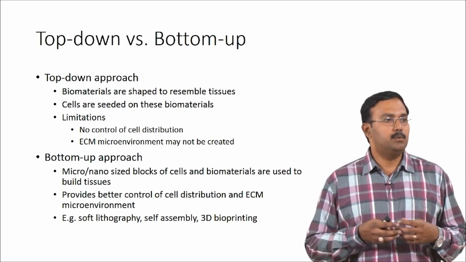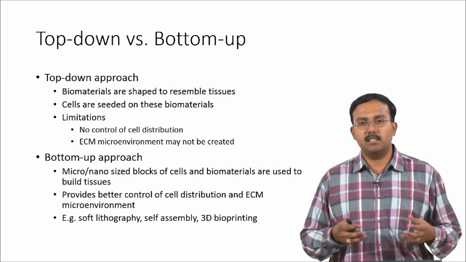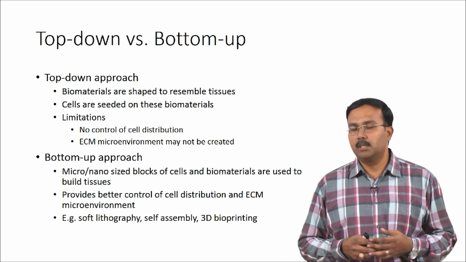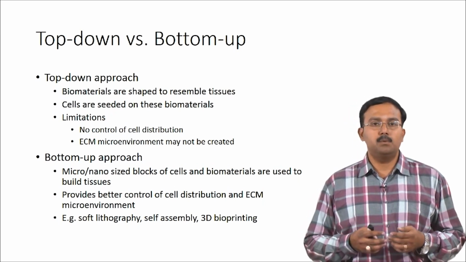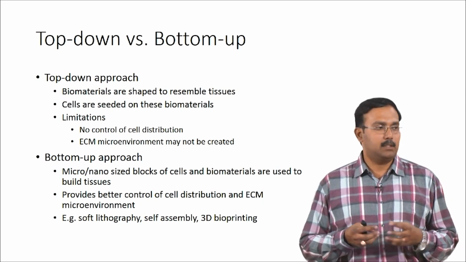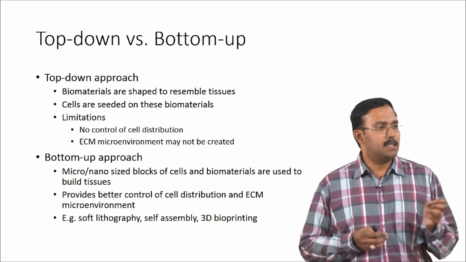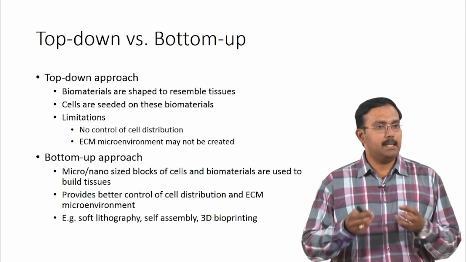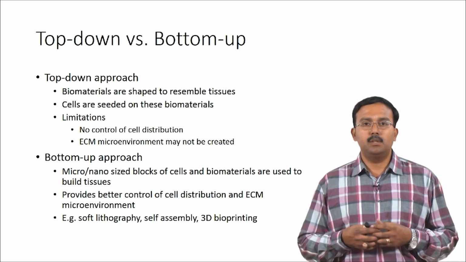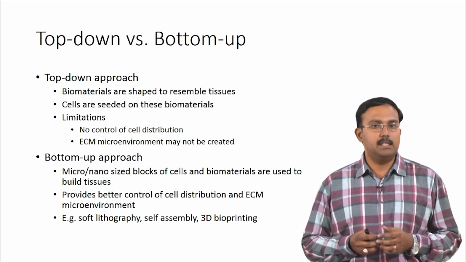If you were to culture the cells along with the ECM being formed, then there might be restructuring and remodeling of the ECM, which might not be present in a top down approach. Whereas a bottom up approach is where micro or nano sized blocks of cells and biomaterials are used to build the tissue. You have very small structures which contain cells themselves, and you combine these to create the ECM, which will act as a scaffold. This can provide better control over cell distribution and the ECM microenvironment.